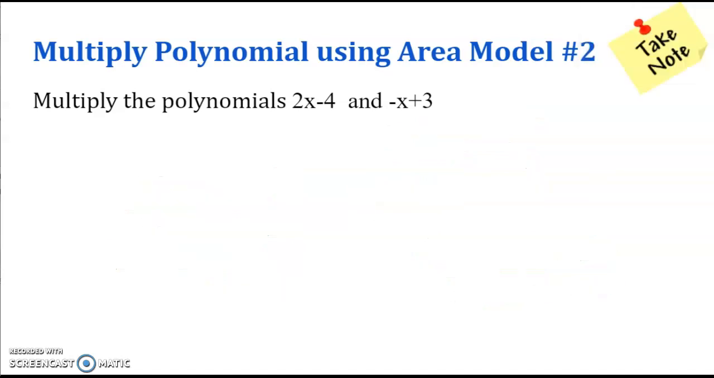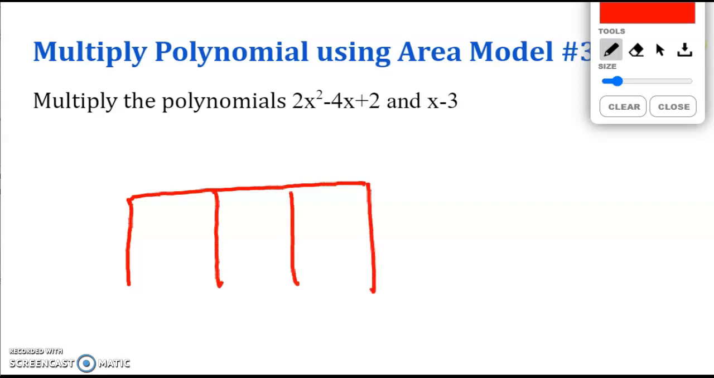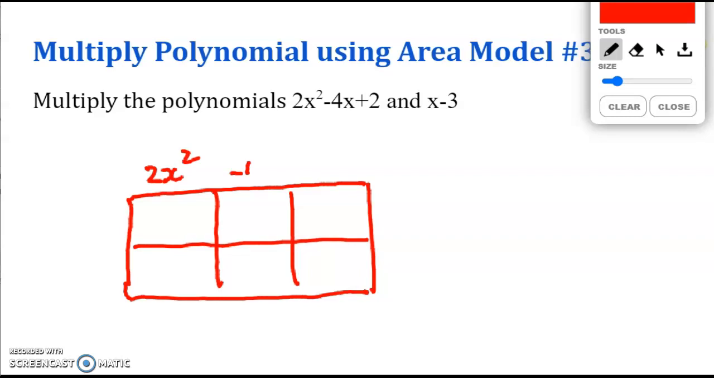Okay, great. So then I want you to try doing this one. Okay, so multiplying polynomials. Oh, we have 3 terms this time. 3 terms being multiplied by 2 terms. That means we actually need to make a rectangle that is not 2 by 2, but 3 by 2. So we need 3 columns and 2 rows because we need to put in 2x squared here, minus 4x here, plus 2 here. Okay, and then for the width, it's going to be x minus 3.